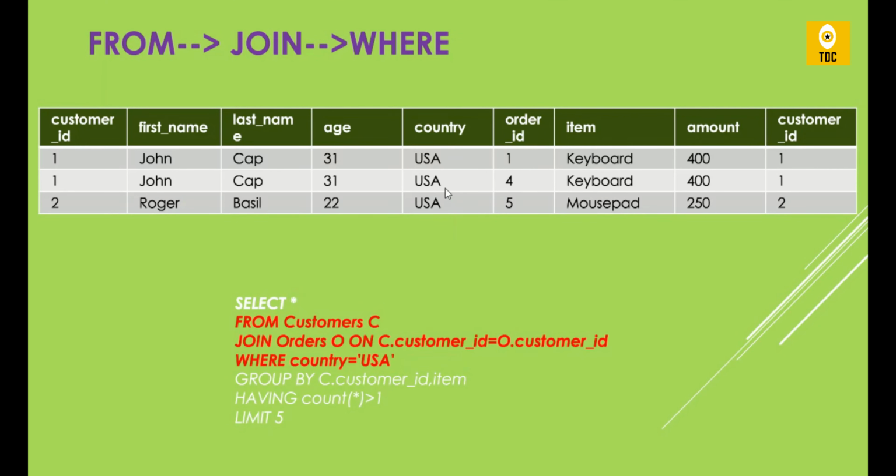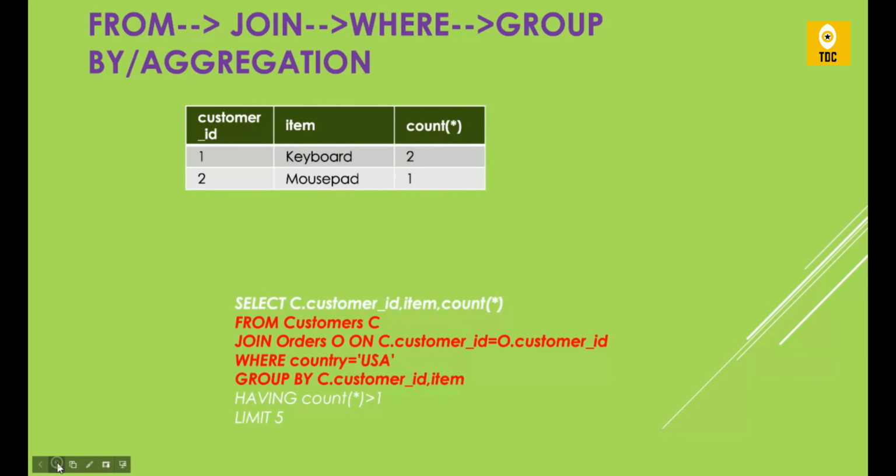Once we group by, as you can see, we are doing a group by customer ID and item. Basically, here our intention is to find the customer who has bought a duplicate item, right? We can identify a duplicate item when we group by customer ID and item, and having count greater than 1. We will come to that in the next slide. But for now we are grouping by customer ID and item. So this will be the result.